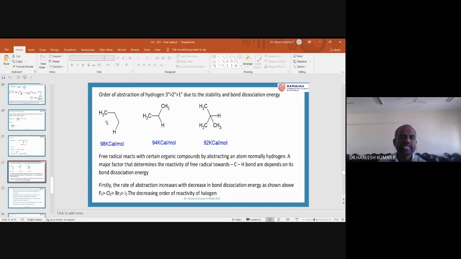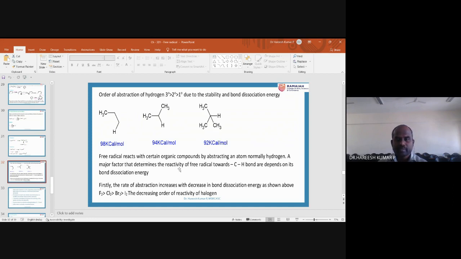This is called a primary carbon, this is called secondary carbon, and this is called tertiary carbon. Order of abstraction of hydrogen: tertiary is more easily abstracted compared to the secondary, and secondary is easier than the primary. This is all because of the energy involved. In the primary carbon C-H bond it's 98 kilocalorie per mole, secondary 94 kilocalorie per mole, and tertiary 92 kilocalorie per mole. That is the reason this abstraction is easier for tertiary compared to the secondary, compared to the primary.